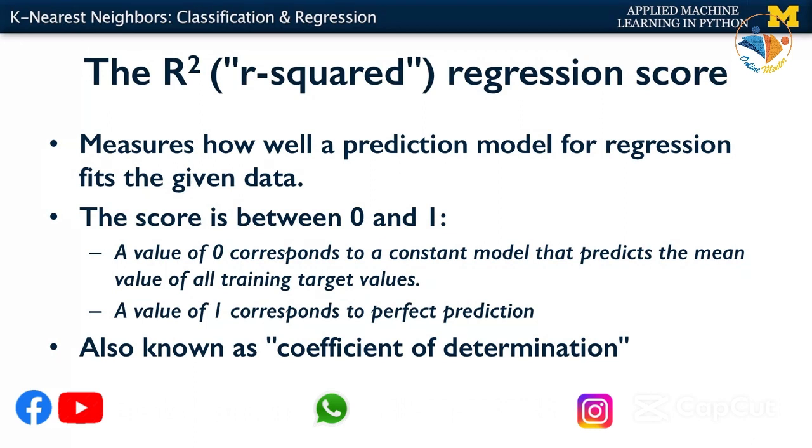For the R-squared value, a value of 1 corresponds to the best possible performance, a model that makes perfect predictions. A value of 0 corresponds to a model that makes a constant value prediction that's always just the mean value of all the training target values. The R-squared value is sometimes known as the coefficient of determination.